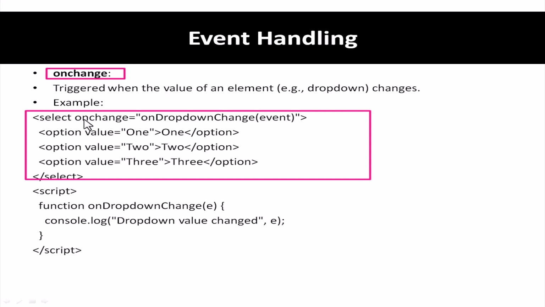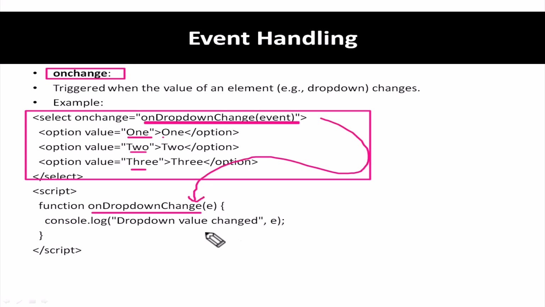So here we have given select on change, the drop down change event. Whatever the event is, event is a parameter which is going to be passed. So how does it identify? It identifies based upon what you have selected: 1, 2, 3 and so on. Here we are using a function on drop down change, which is a function we have specified here. Based upon the object e, drop down dot value changed.